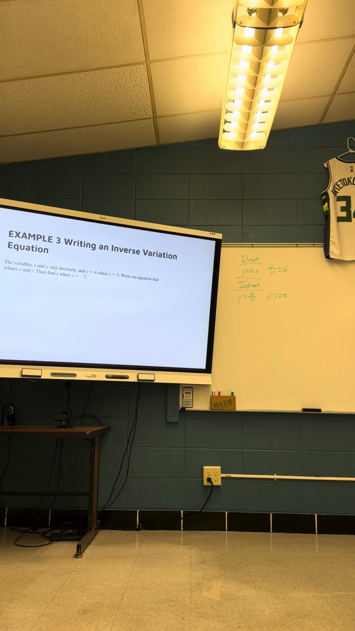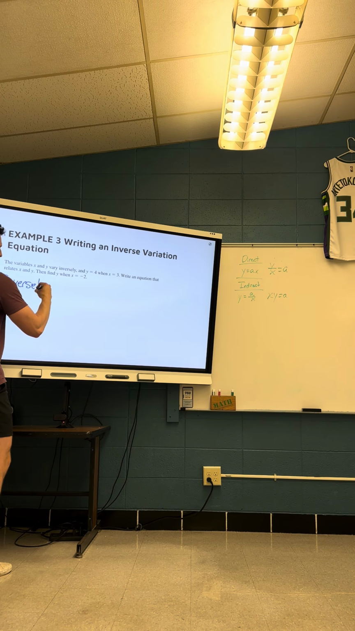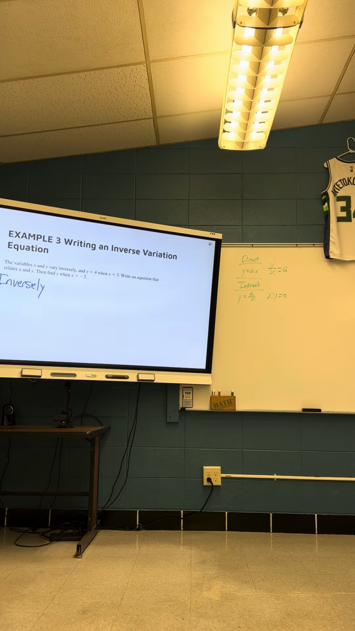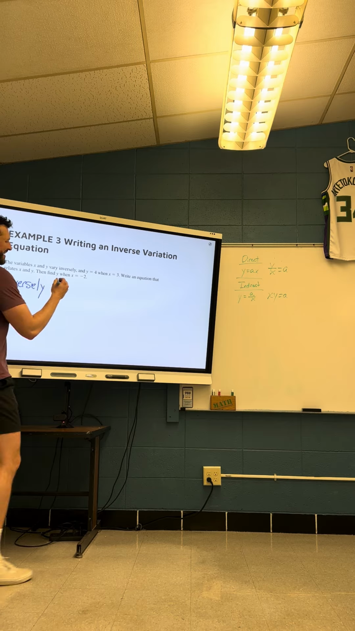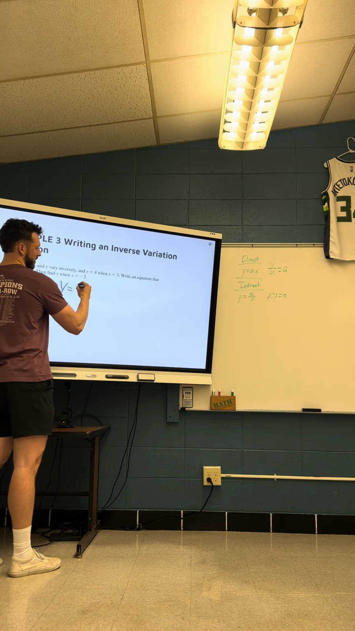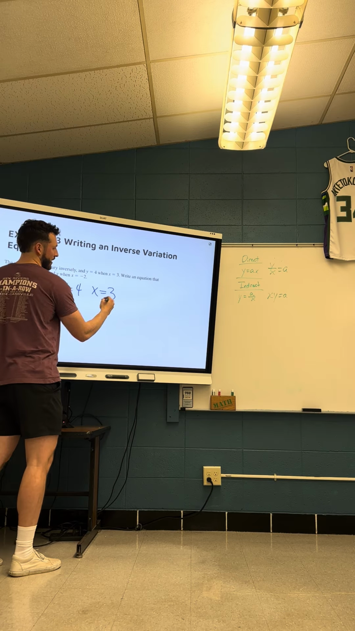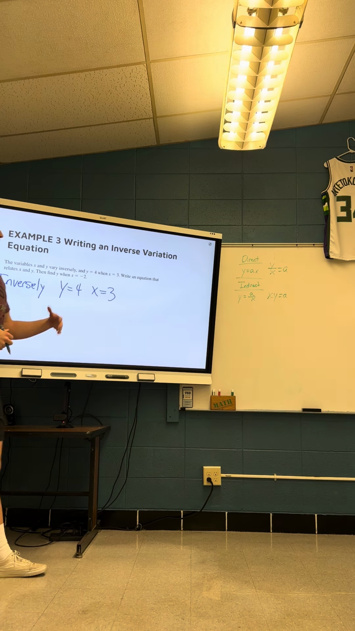All right, so they say that variables x and y vary inversely. I'm just writing this down so that you can see it. That's going to be an important thing. They're going to tell us exactly which one we're going to use. And they tell us that y equals 4 and x equals 3. So it's inverse variation.